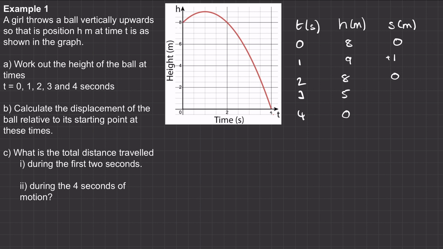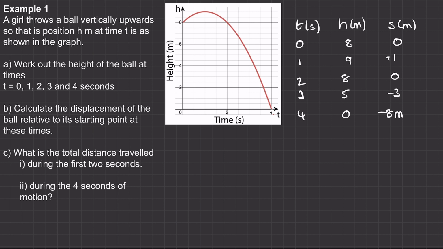And then when t equals 3, we're now at 5 meters, but relative to our starting point, we are at negative 3. So from 8 to 5, negative 3. And then for 4 seconds, we started at 8, which is our relative starting point, and then we go down to here. So we've got a total of 8 meters down, or negative 8 meters, okay?